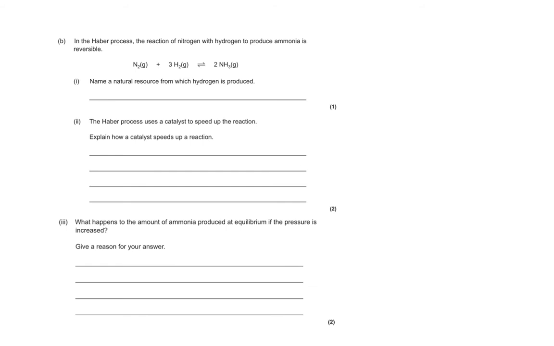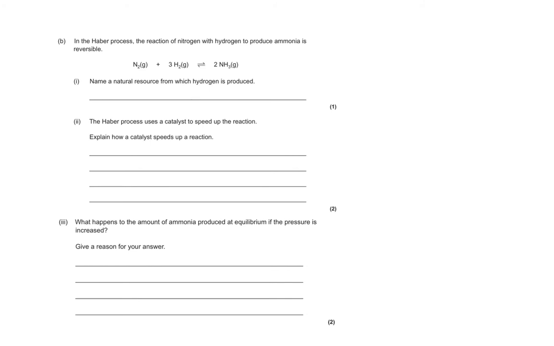So it says, in the Haber process, the reaction of nitrogen and hydrogen will produce ammonia. The reaction to produce ammonia is reversible. And on the screen there, you've got the equation. Name a natural resource from which hydrogen is produced. So something that produces hydrogen naturally. Part 2, the Haber process uses a catalyst to speed up the reaction. Explain how a catalyst speeds up the reaction.